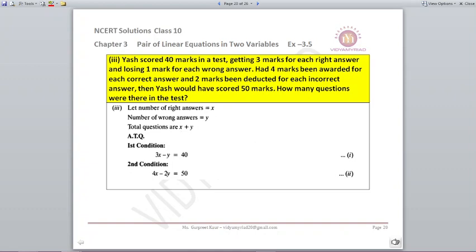So let us assume for every right answer let it be x, and for every wrong answer let it be y. So what are the total questions? x plus y.